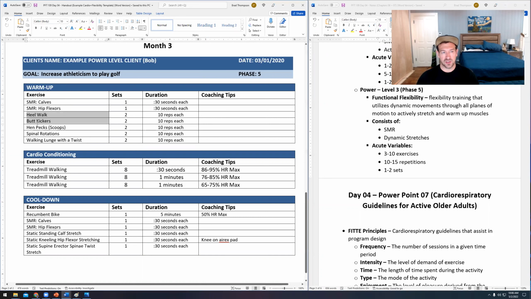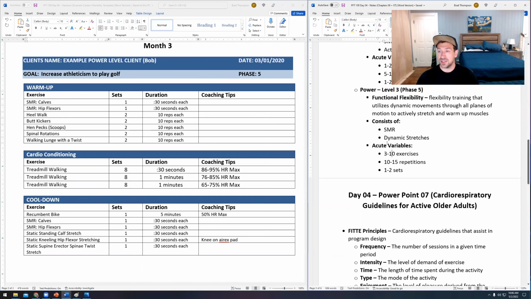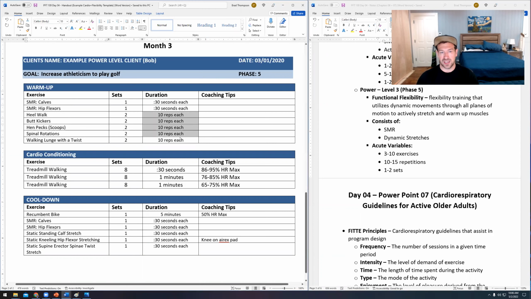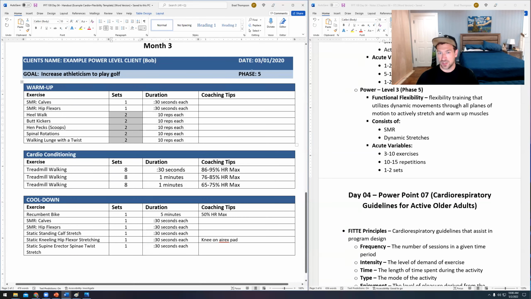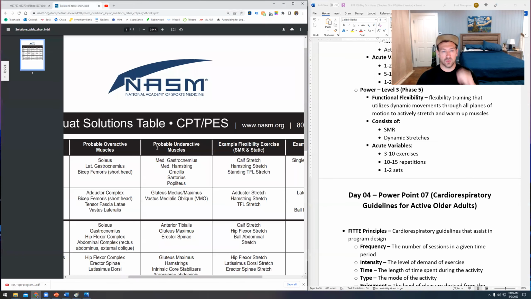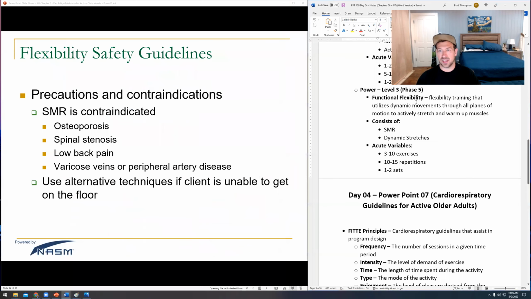We picked 1, 2, 3, 4, 5 exercises, right? We're gonna do somewhere between 10 and 15 repetitions. We decided to do 10 reps each. We're gonna do 1 to 2 sets. So we did 2 sets for Bob here. And that's sort of how we would evolve the same client.